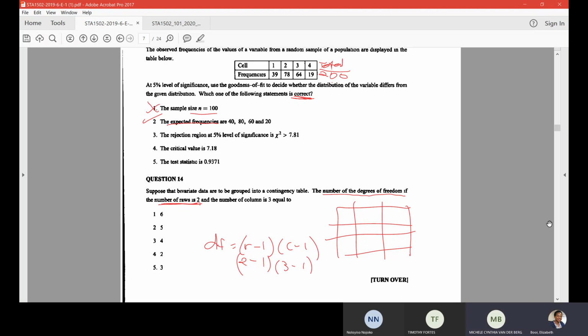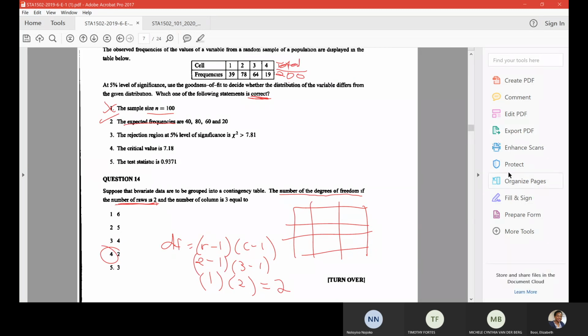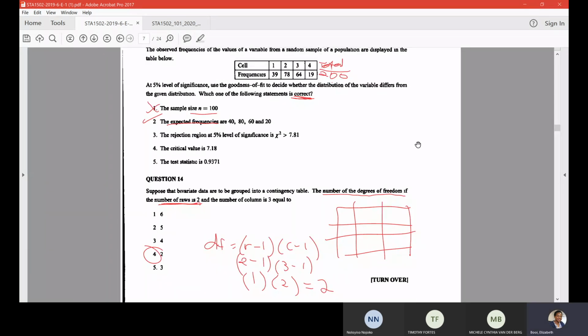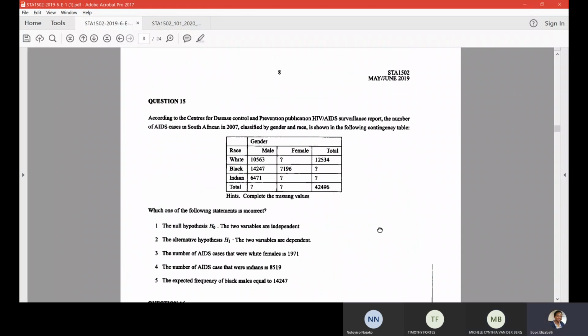Because this will be 1 times 2, which is equal to 2, that will be option number 4. And that's how you will calculate your degrees of freedom. Questions? Happy? Yes. So we go to question number 15.